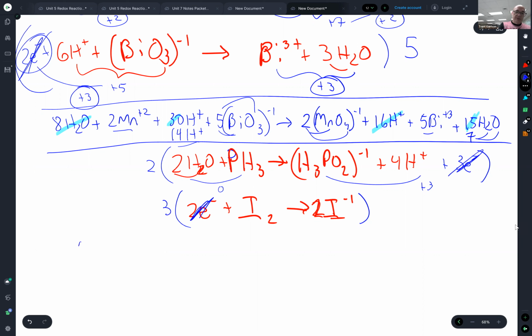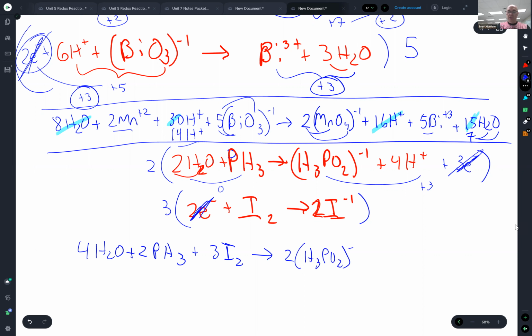Now, to get my final answer, I have 4 waters plus 2 of these PH3s plus 3 iodine molecules producing 2 of these H3PO2 -1s plus 8 hydrogens plus 6 iodine ions. There is nothing to cancel in this one. So everything should work out.